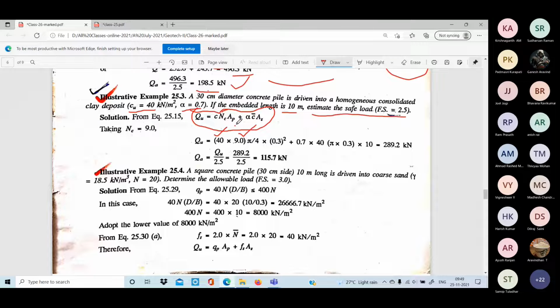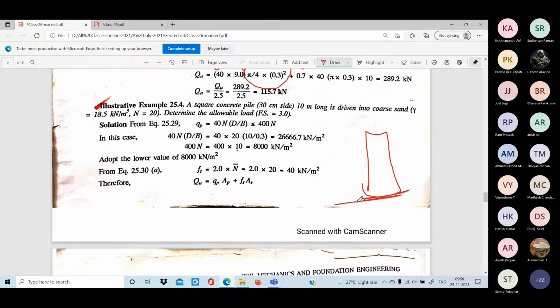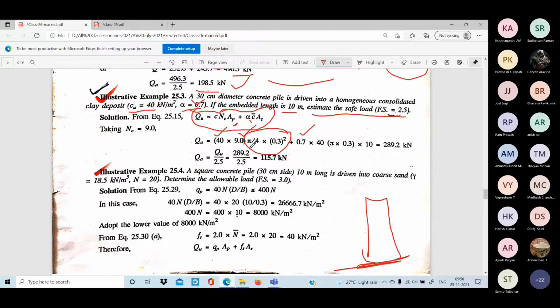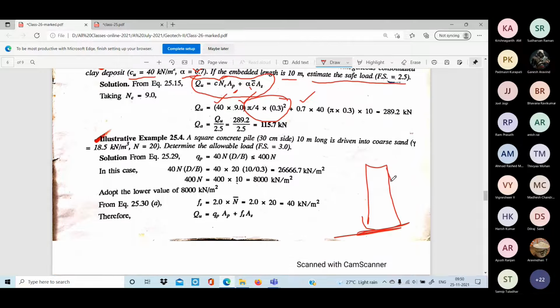Okay, then what is the tip area? Pi d square by 4. What is this 0.7? It is alpha. What is this C bar? It is the cohesion. So this is the pi d. The first term talks about the tip, and the second term always talks about the surface, in both formulas, sand or clay, whatever it may be. For clay soil, there will be cohesion, and you have to take the average.